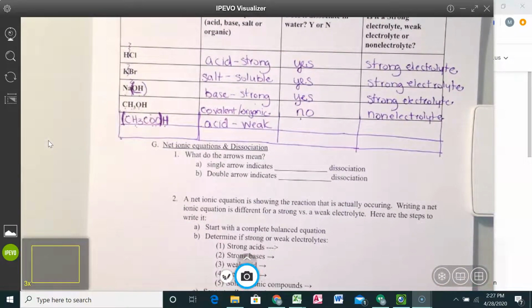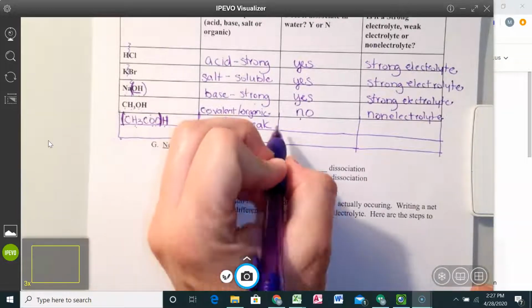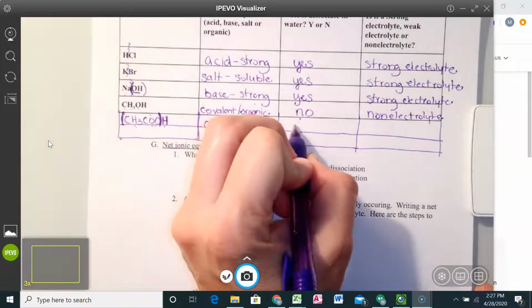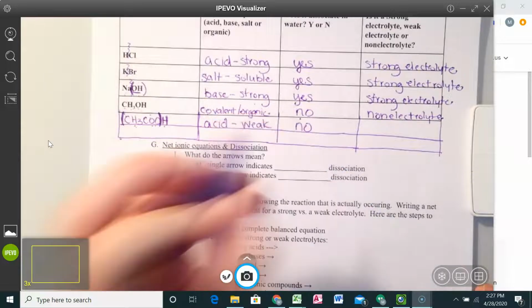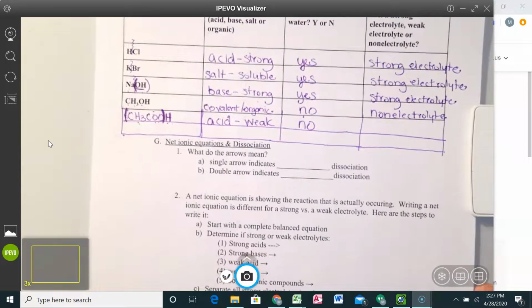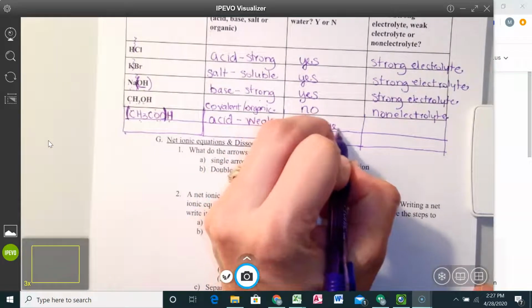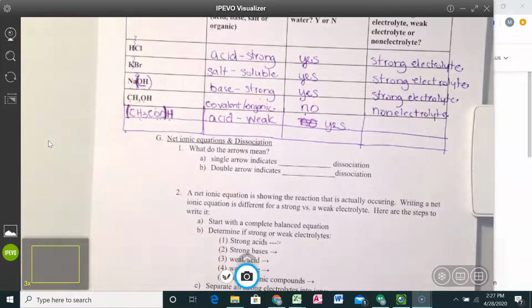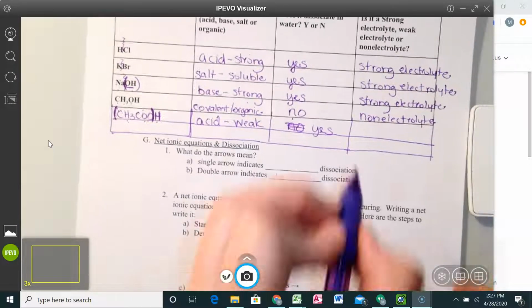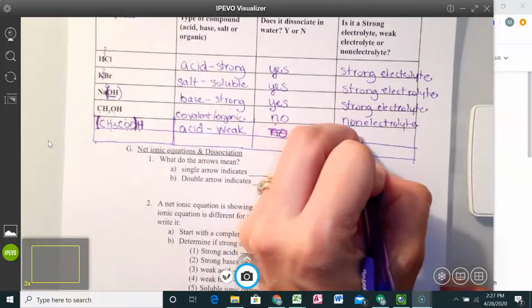Weak acids, just like you saw in the demo, will still break apart. They still have the ability to break apart. They're just not going to do it as well. So will it dissociate? Absolutely. We saw that tiny little light bulb light up on that special little meter. So it will still break apart. But it doesn't do it as well as that hydrochloric acid did or the sodium hydroxide did. So then we get to classify it as a weak electrolyte.